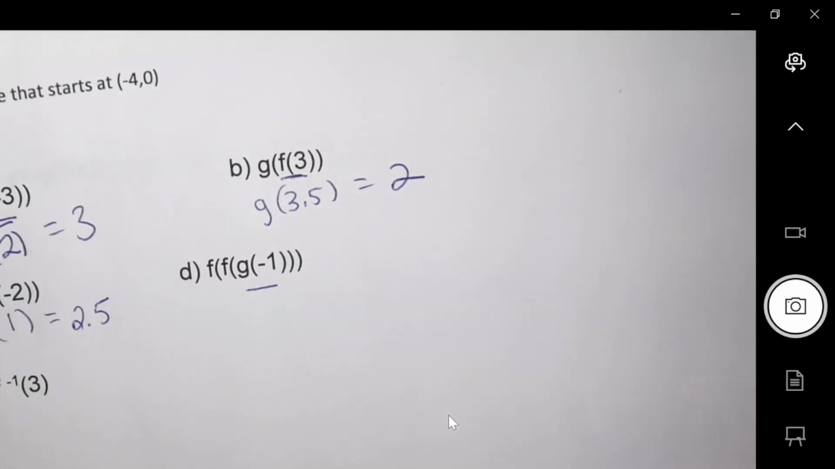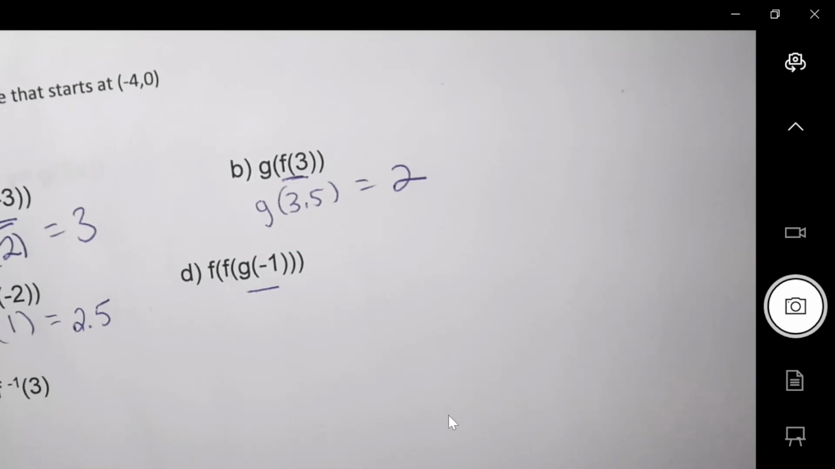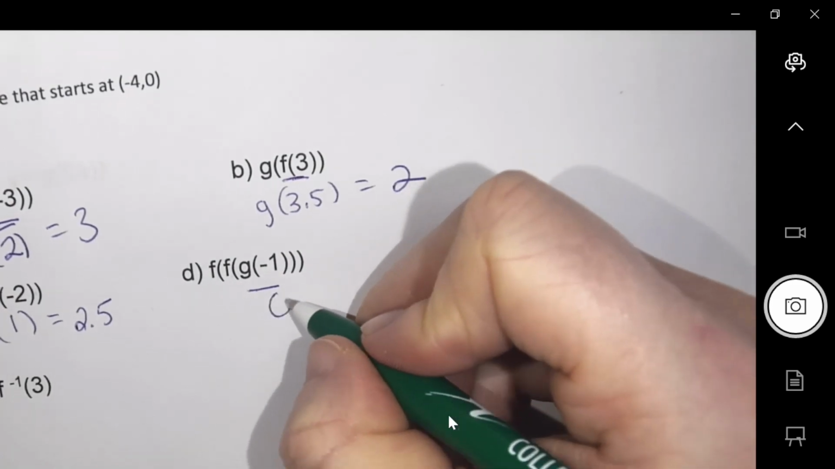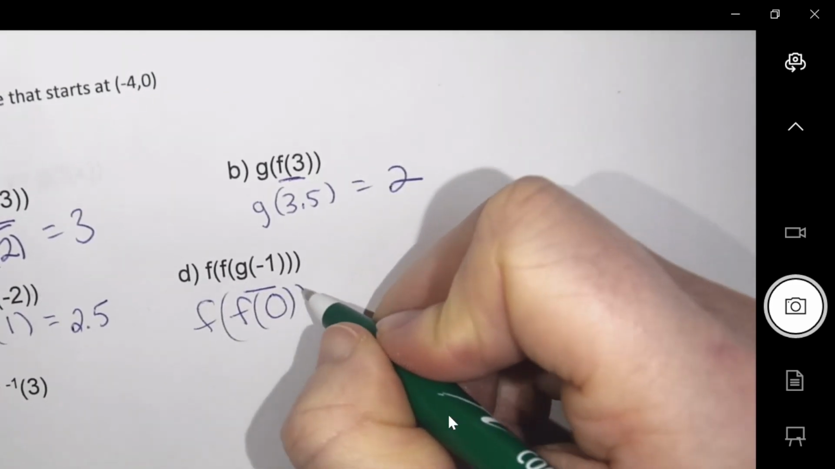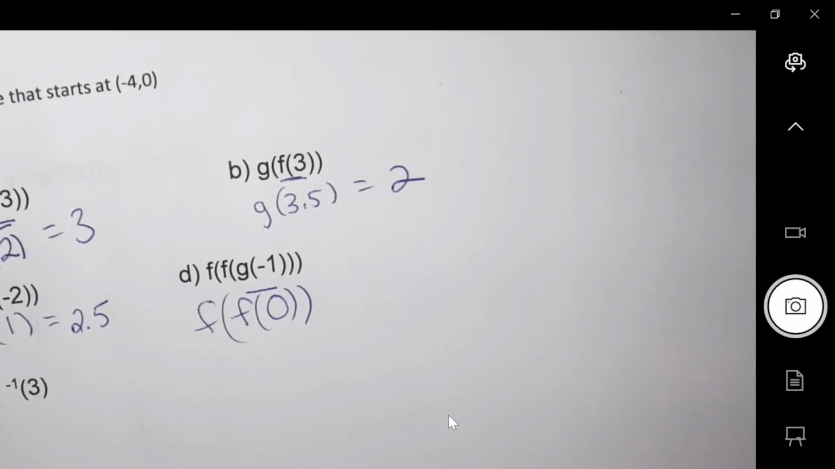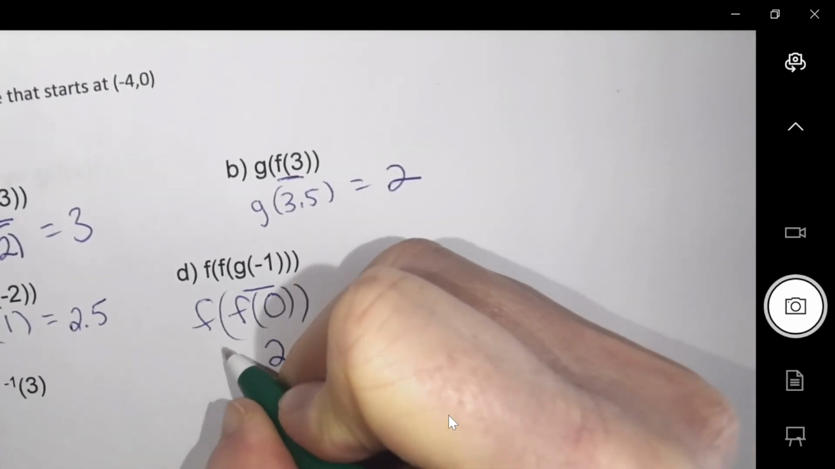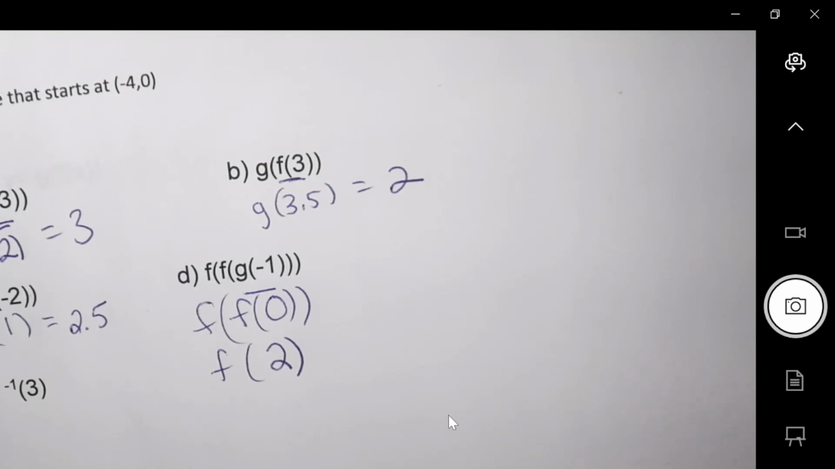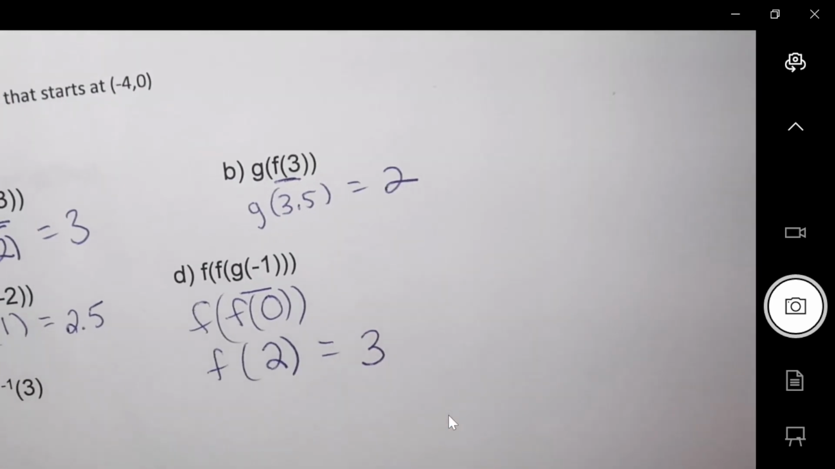So we've got to do 3 things here. So g of negative 1, the height is 0. Okay, so I have a bunch of brackets here. f of 0, that's what I'm going to do now. So at 0, the f line has a height of 2. Then the f line at 2 has a height of 3.